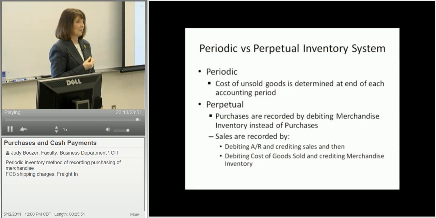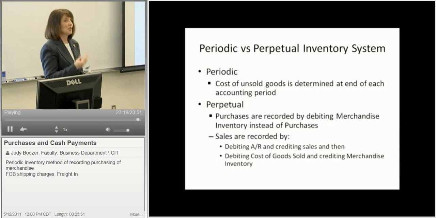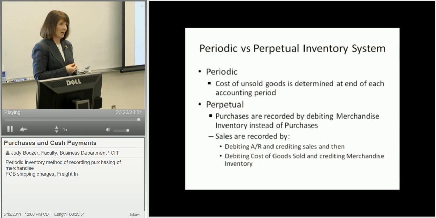That's a periodic system. What we're going to do then is update it periodically when we do financial statements to reflect what is left. But for the purposes of this class, you're going to use purchases only for the inventory system. The other system is perpetual, which constantly updates what's called your merchandise inventory. And we do not use that for this class, okay?